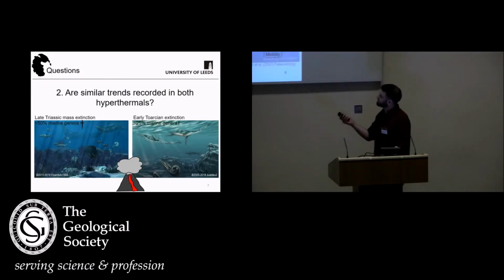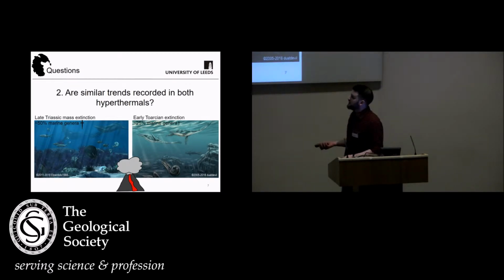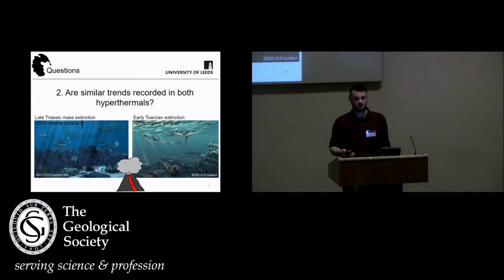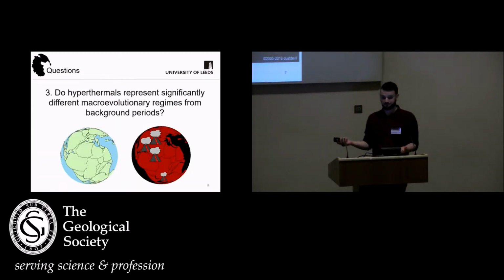We also wanted to look at whether there are any similar trends recorded in both of these hyperthermal events. So given the similarity in the causal mechanism, what we think, so large igneous province eruptions and then resultant environmental perturbations, we might expect to see similar traits selected against in both events. But then again, there's a massive difference in the magnitude. One's half the size of the other. There's a difference in starting conditions. They're 20 million years apart, so subtle differences in paleogeography. And also differences in where the large igneous provinces are erupting in terms of geography. So maybe there will be some differences.